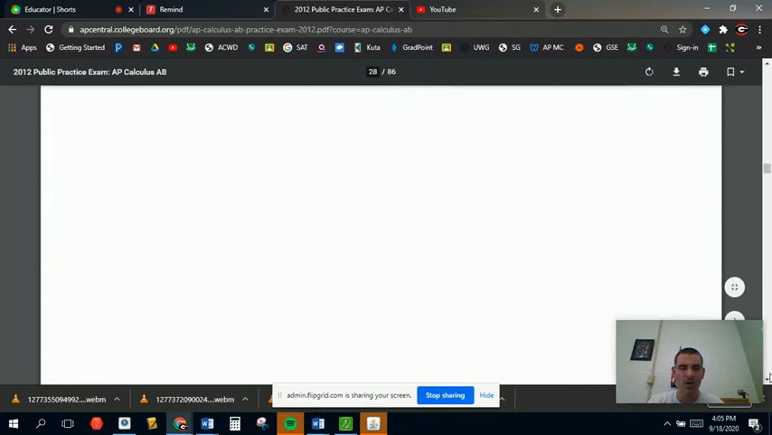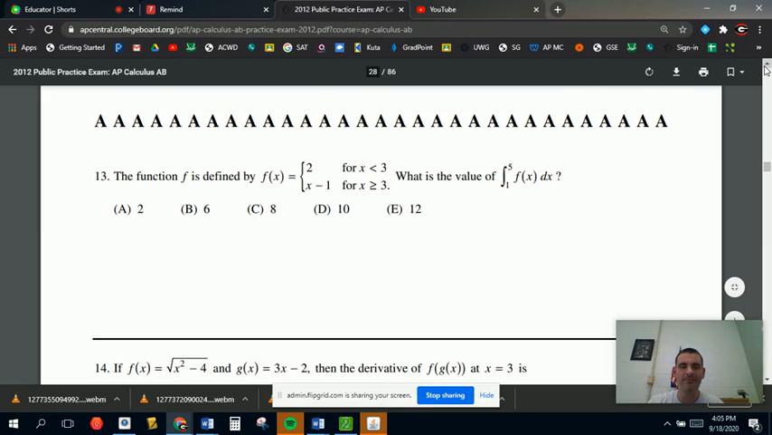13. A little too far there. There it goes. That's 14. 13. All right, another little piecewise here. If f is defined by that piecewise function, what's the value of the integral? Okay, so we just have to do it in 2 pieces. All right, so let's write it down here. f of x is 2 for x less than 3, and x minus 1 after that, and we want the integral from 1 to 5 of f of x dx.